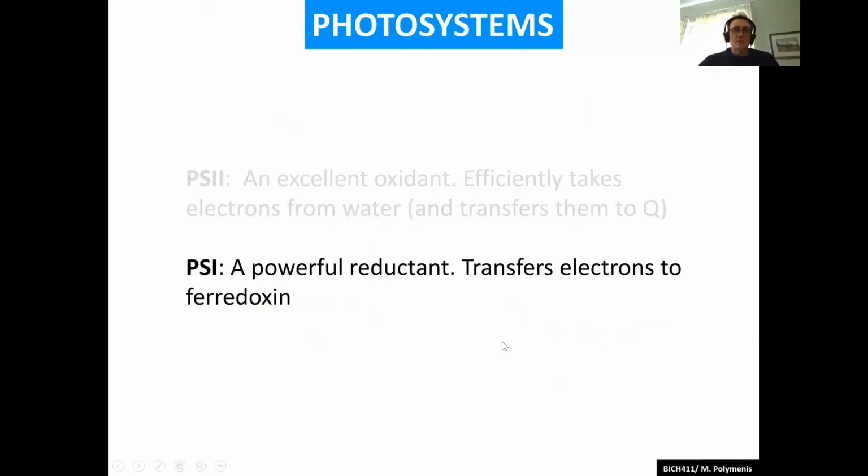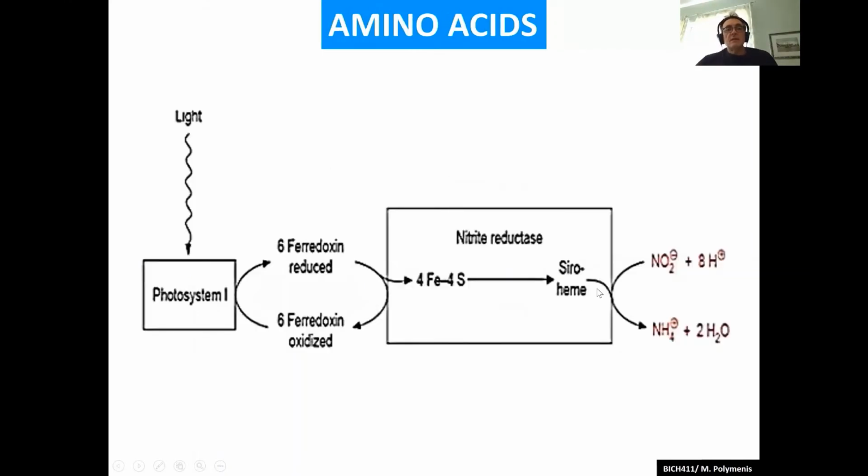So remember, this is a slide from the photosystems. Photosystem 1 is a very powerful reductant. It transfers electrons to ferredoxin. That's what it does. And you can use the reduced ferredoxin in any way you want. You don't have to make NADPH. You can reduce other things. So you don't necessarily have to reduce NADP to NADPH.